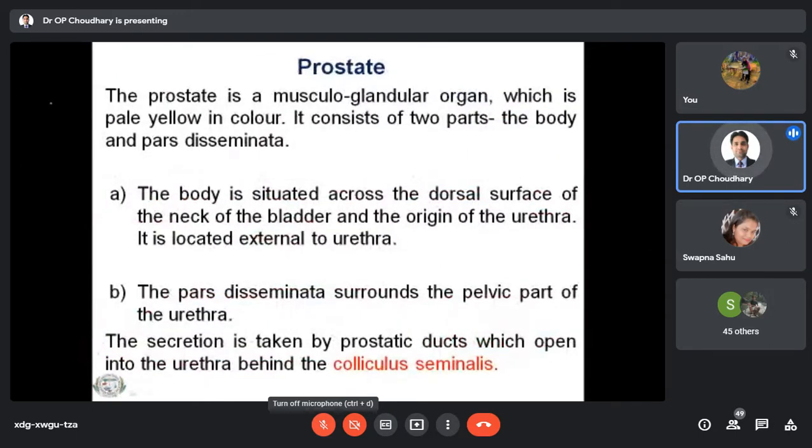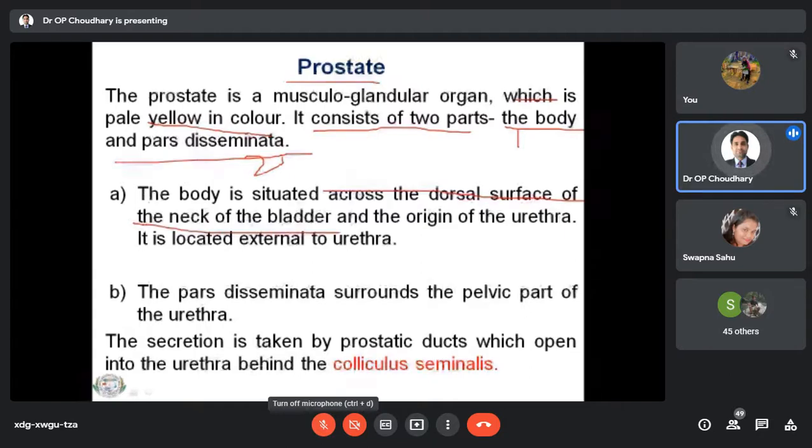Then the second accessory sex gland is the prostate. This prostate gland is a musculoglandular organ, pale yellow in color, and it consists of two parts, the body and the pars disseminata. This is very, very important. It consists of two parts, a body and the pars disseminata. And the body is situated across the dorsal surface of the neck of the bladder.